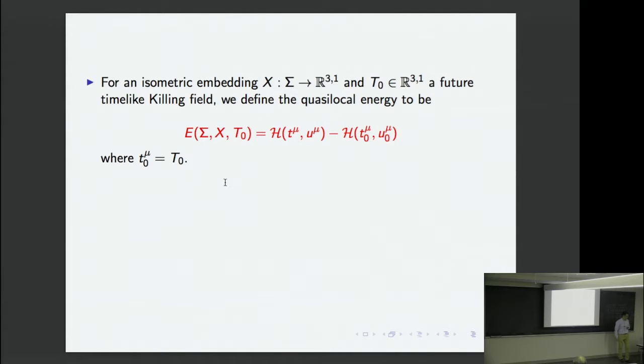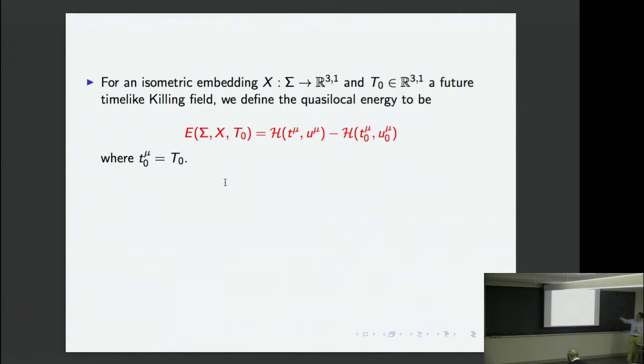Okay. So the way we define energy is the following. We take any isometric embedding into Minkowski space. And you recall energy is always with respect to some unit timelike vector field. So we just take any T naught, that is a future timelike Killing vector field, a translating Killing field in Minkowski space. Of course, you can just take your favorite d/dt as your T naught. And suppose I have an isometric embedding here. And then we define the quasi-local energy in the following way.